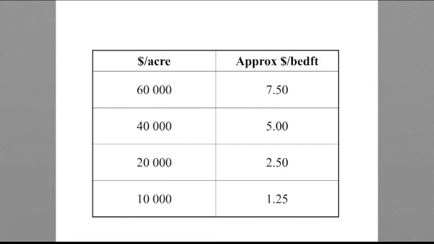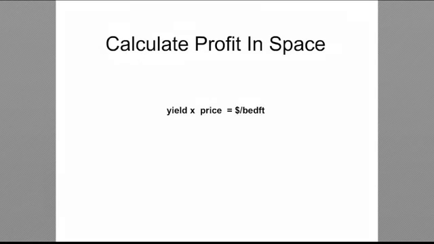And the smaller the acreage you have, the more important it is that your crops generate more per acre. If you only have 1 acre, you probably want to be doing closer to the $40,000 than the $10,000 per acre. Whereas if you had 10 acres or 20 acres or even 100, you can be lower on this chart and still be profitable. So to calculate the profit in space, you essentially take the yield of the crop multiplied by the price of the crop, and that gives you a certain dollar per bed foot.